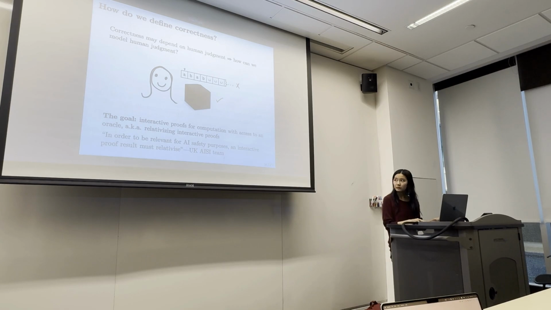And we even have this quote from the UK AI Safety Institute team, and they say that in order to be relevant for AI safety purposes, an interactive proof result has to relativize. I think I should also point out that beyond just representing human judgment, an arbitrary oracle could represent any function, right? So if we had these interactive proofs that worked for computation with access to any arbitrary oracle, this would give us a lot of expressive power, and I think this is their point. Because we don't know what sorts of AI capabilities might emerge in the future, it's important to have these interactive proofs for as general a computation as possible.